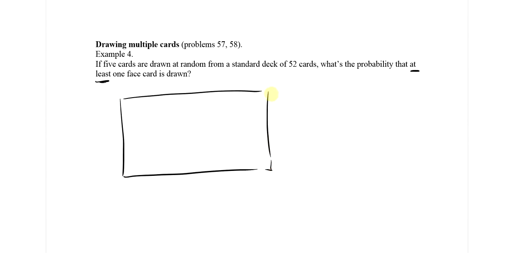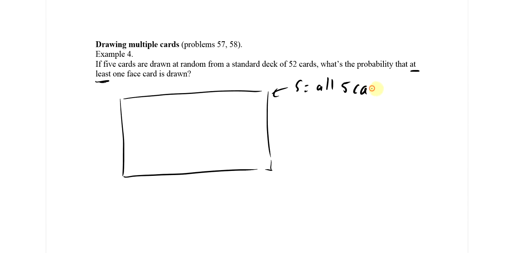Drawing multiple cards. Suppose 5 cards are drawn at random from a standard deck of 52 cards. What's the probability that at least one face card is drawn? At least. This is one of the words that's a tip-off that we're dealing with a complement problem. So I'm going to draw a little picture, a Venn diagram-ish kind of picture. This is our sample space. It's all 5 card hands.